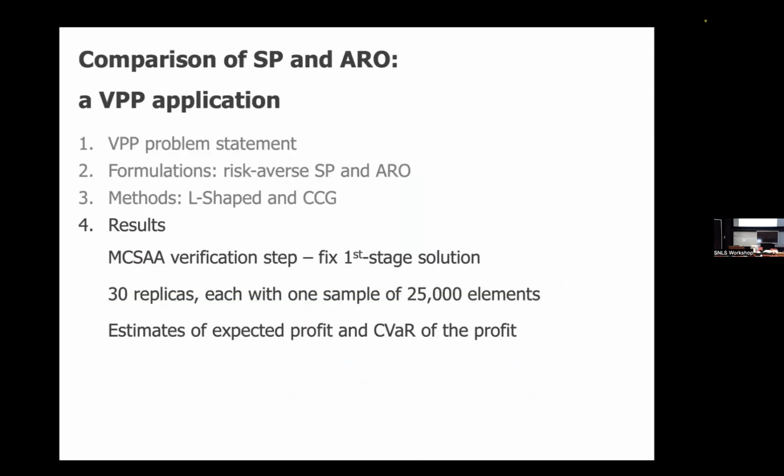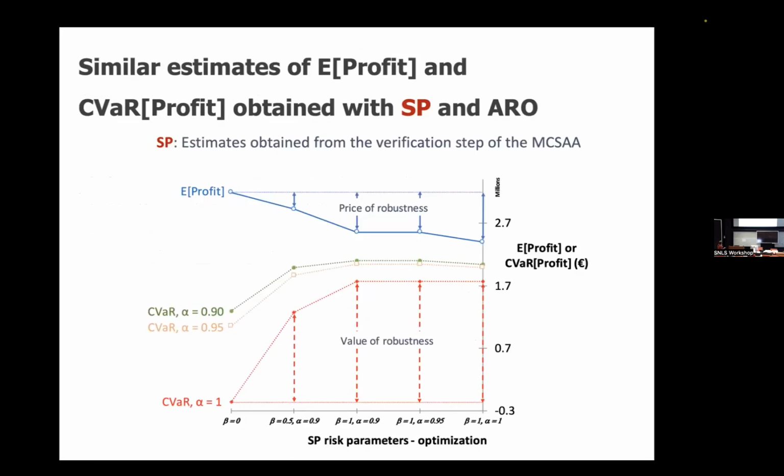Then what we did was we fixed the first stage decision, and we generated 30 replicas of samples with 25,000 elements to see how the estimates of the expected profit and the CVaR of the profit behave. And we want to compare stochastic programming and robust optimization to see how they work. So what we have here is this estimate of the expected profit and CVaR for one given solution for different risk parameters. And what you can see is that if you have a risk neutral approach, this is the expected profit. And as you become more risk averse, your expected profit decreases, but the CVaR of the profit increases, right? And this is what happens with the stochastic programming.